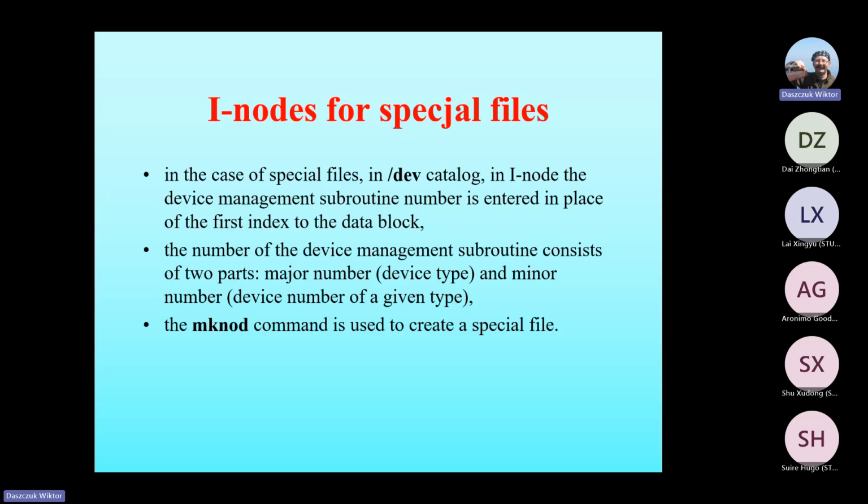The minor number is a number of devices of the same type. So if we have 3 disks, they will have the same major number and different minor numbers. And this number is a number of the data structure describing the given individual disk in some table inside the operating system.